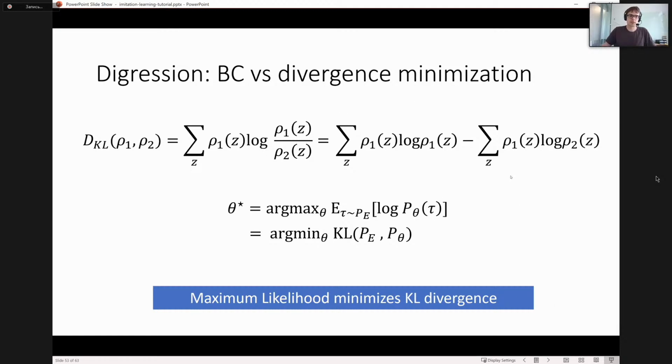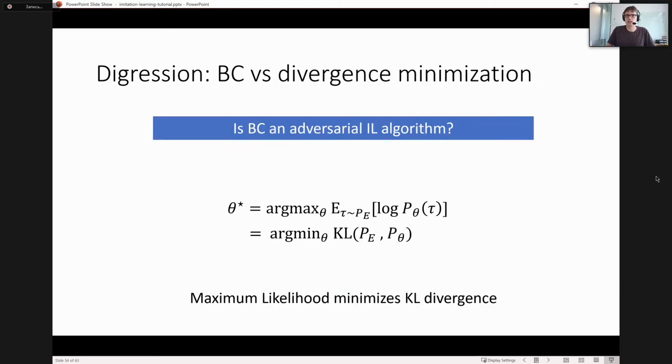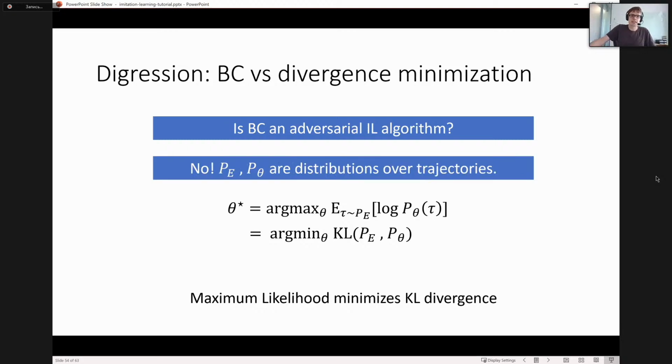And so, well, you might ask, we know that behavioral cloning is maximum likelihood, because the way we started this tutorial is we talked about how Fisher introduced maximum likelihood and how BC is just supervised learning. And so, if behavioral cloning is maximizing likelihood, and maximizing likelihood is minimizing the KL, then is behavioral cloning just minimizing the KL? And it turns out, yes, it is. It's minimizing the KL. But there's an important difference. The KL that behavioral cloning is minimizing is between distributions over trajectories, right?